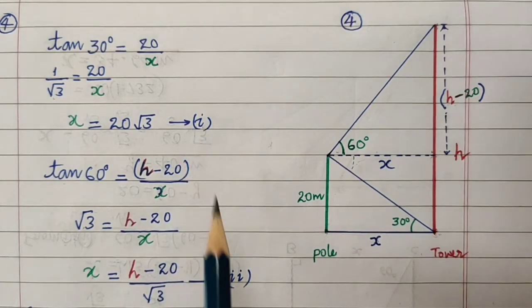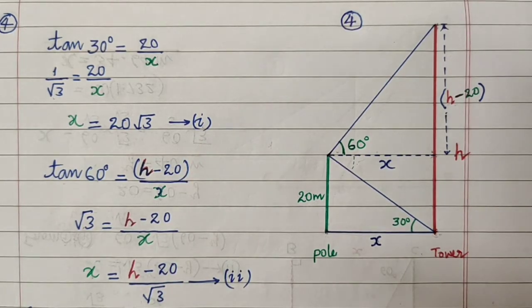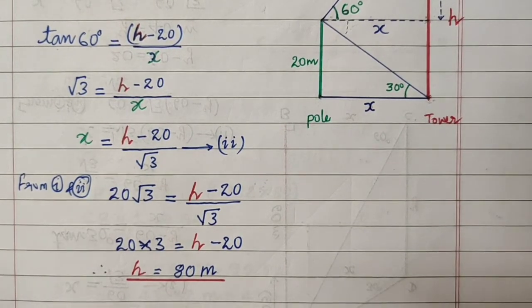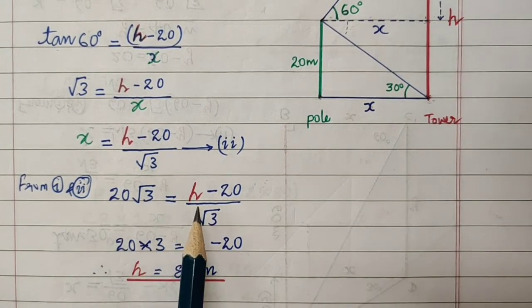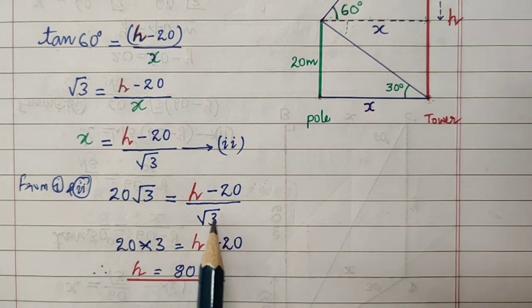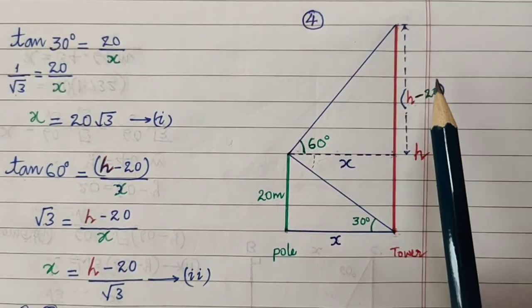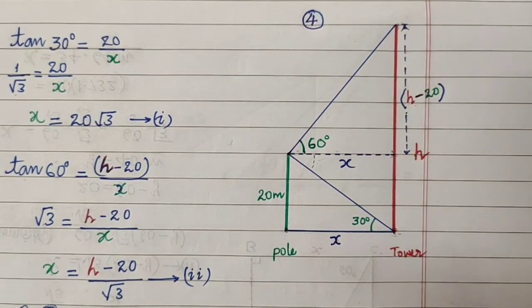By equating 1 and 2, we get 20 root 3 is equal to h minus 20 divided by root 3. So by cross multiplication, 20 into 3 is equal to h minus 20. After calculation we get h is equal to 80 meters. Then the height of the tower is 80 meters.